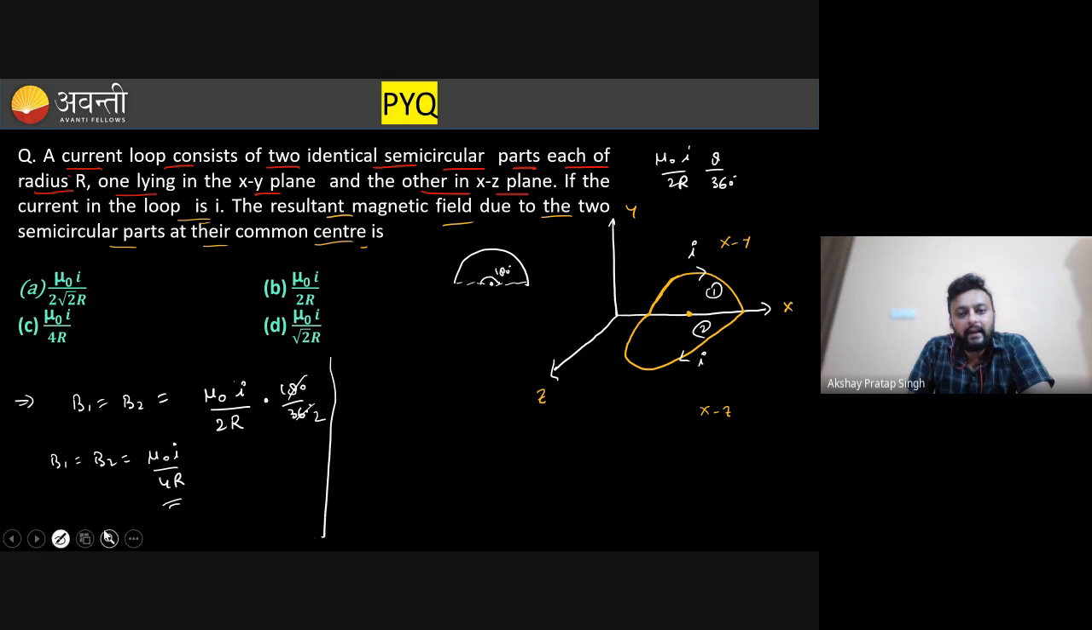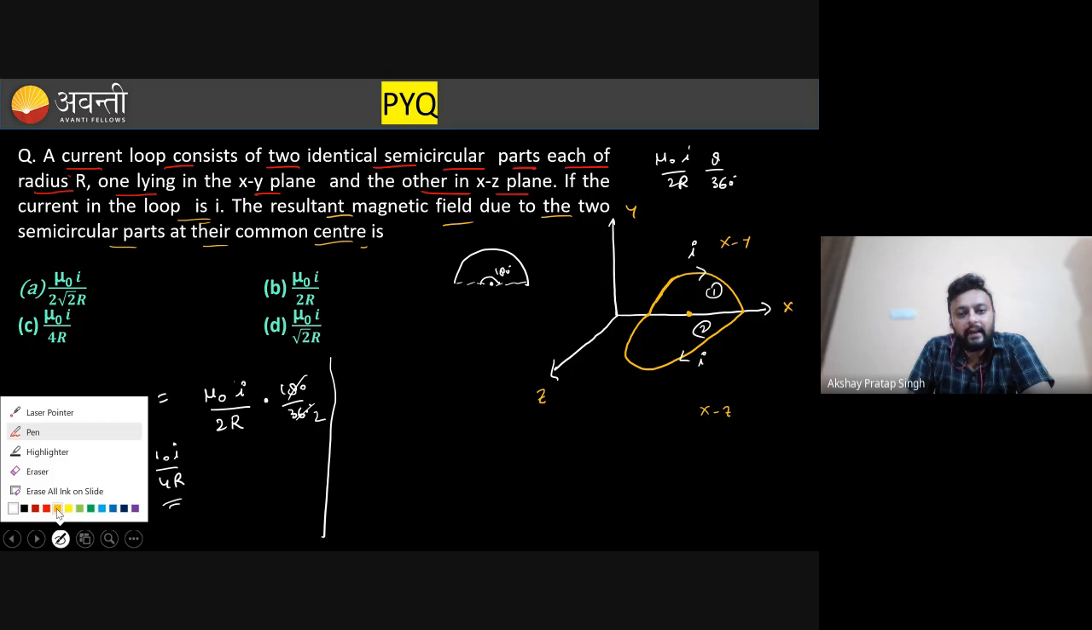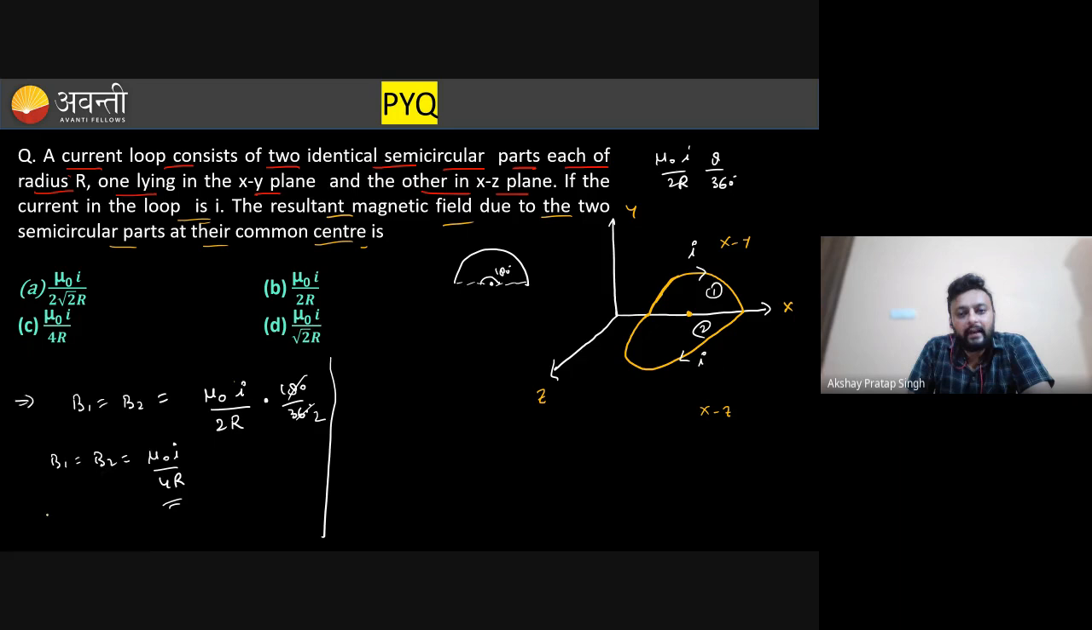Now, what will be the direction? What will be the direction? If you talk about B1, part 1, if I curl the fingers of my right hand in the direction of current, then it will be into the plane. Into the plane means I am writing the direction as a cross. If I talk about B2, the current is in the horizontal plane and I am curling my fingers, then it is in the downward direction. The direction of the magnetic field is downward.